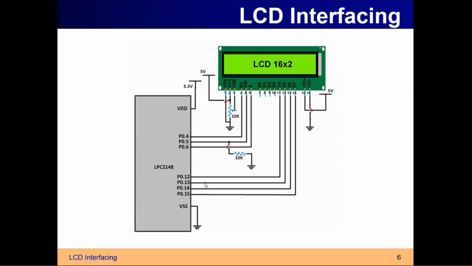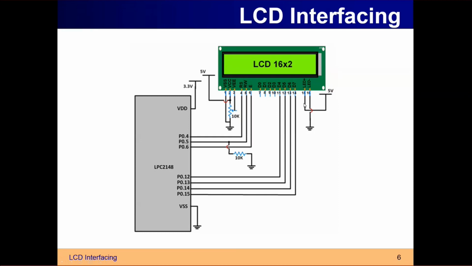So in my experiment, P0.12 I am connecting to D4, 13 to D5, 14 to D6, 15 to D7. Then P0.4 I am connecting to RS, 5 to R bar W, 6 to enable. Then VCC, ground and contrast I am connecting. Here I have shown one potentiometer for adjusting the contrast. But for the simulation, this is not required. You can connect VW directly to ground, so maximum contrast will be obtained.